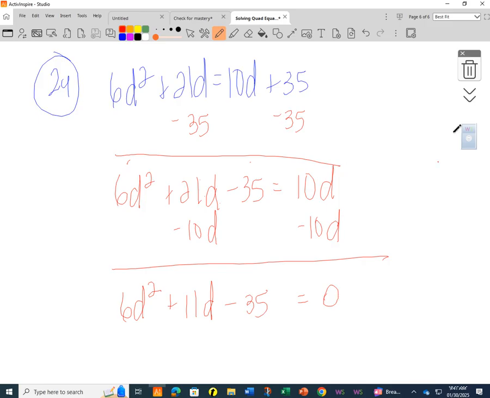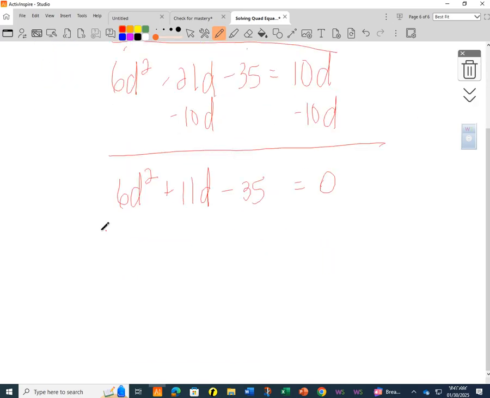So how do we factor this? Remember, you have a 6 in front, what do you have to do? You have to rewrite this as 4 terms, and then you factor by grouping, right? So we need to split our middle term into 2 terms. So we need our x, and now we're going to do AC, where 6 is A, and negative 35 is C.